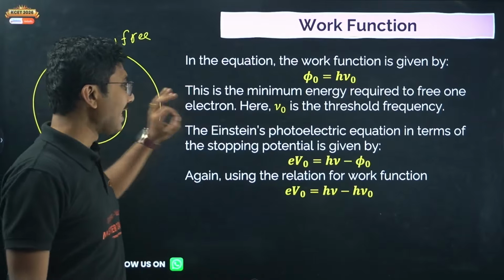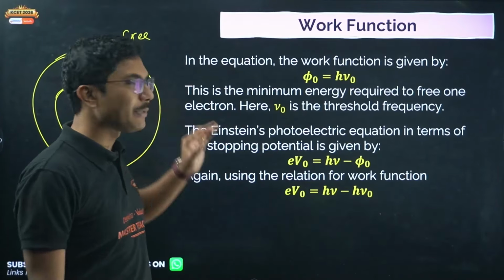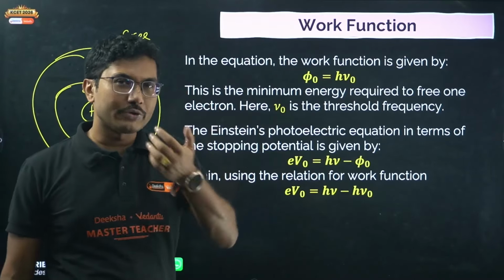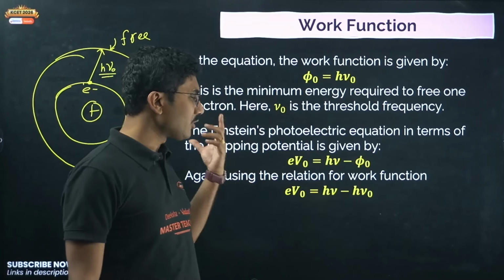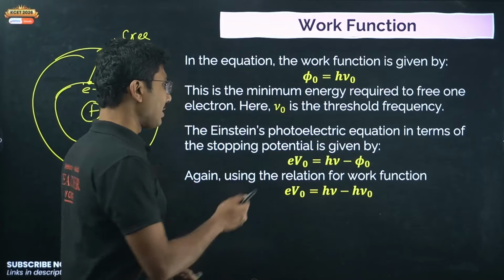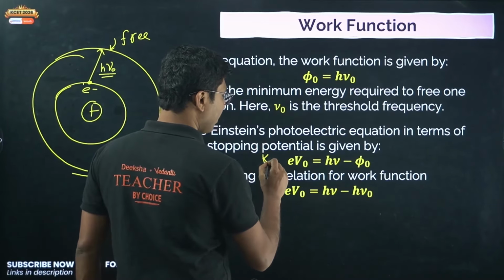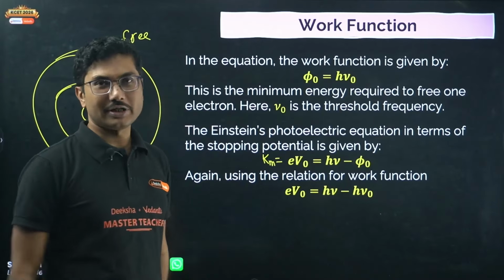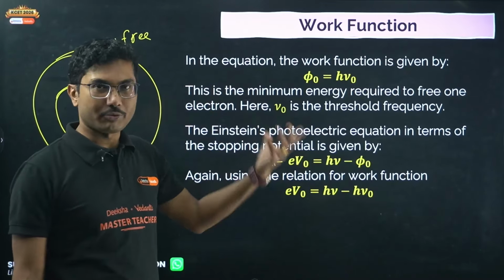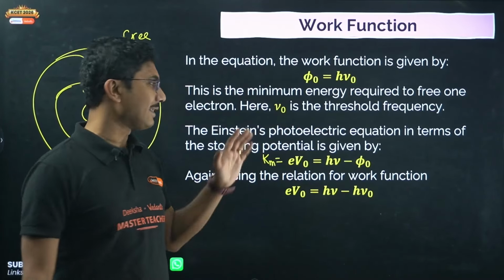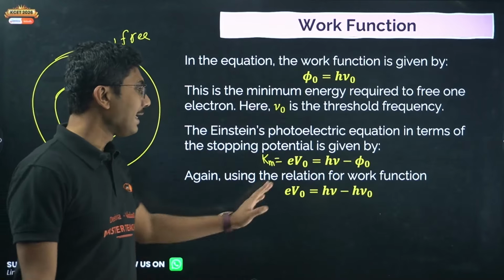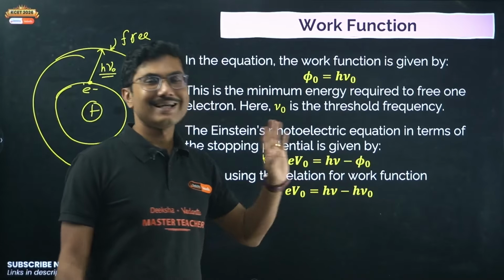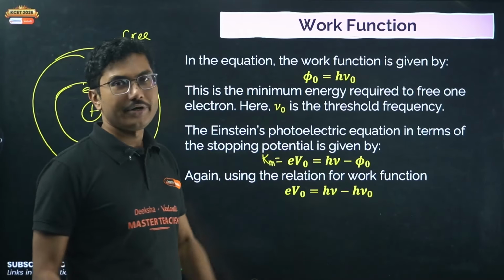Everything we have discussed. Now Einstein's photoelectric equation in terms of stopping potential. We have seen stopping potential when you are trying to stop an electron from going to the collector plate. In terms of stopping potential, the maximum kinetic energy of the electron is given by eV naught, where V naught is the stopping potential and e is the charge of an electron. When an electron is being stopped by a certain potential, this is the maximum kinetic energy, and that maximum kinetic energy is h nu minus h nu naught. Again, phi naught is given by h nu naught, so it will be eV naught equals h nu minus h nu naught. This is the formula that you should remember.